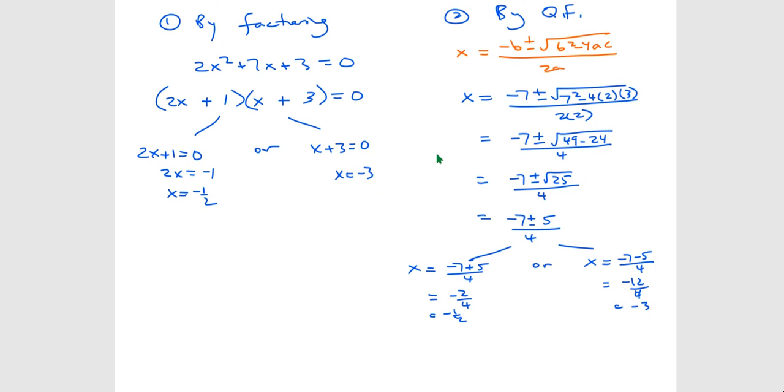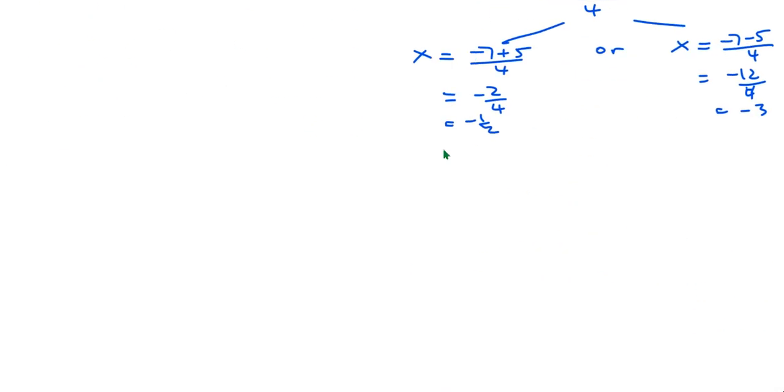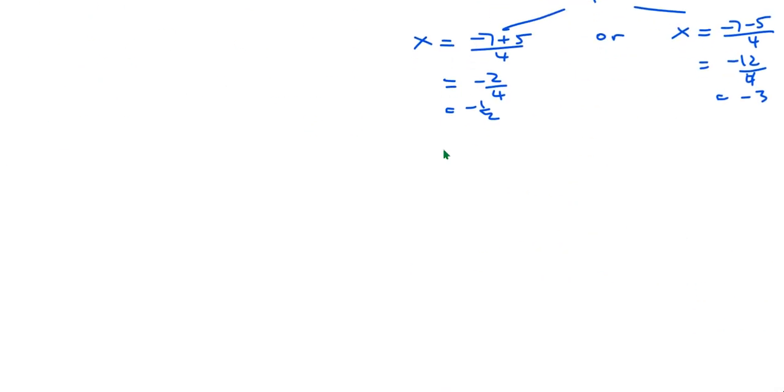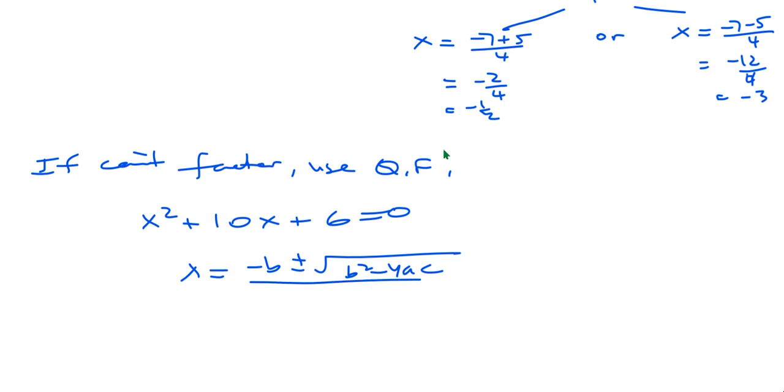Which is good. Now, why do we care if factoring was so fast and the quadratic formula is so long? Well, sometimes you can't factor, right? So if you can't factor, use the quadratic formula. Okay, so if I go back to that other example from before, x squared plus 10x plus 6 equals 0, there's no way to factor that. So I'm going to go x is negative b plus or minus the square root of b squared minus 4ac over 2a. Yep, got to remember it.